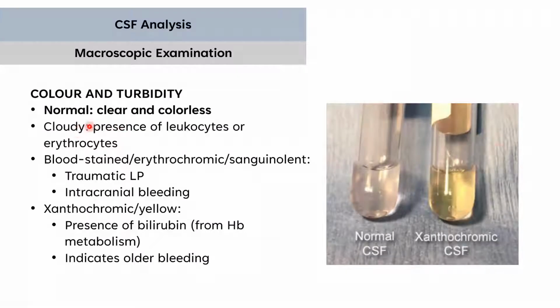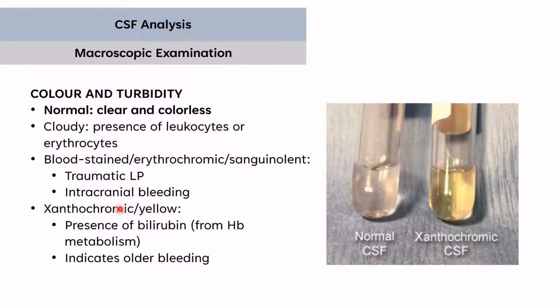But if it's cloudy, then we can perhaps suspect that there are leukocytes or erythrocytes, so a lot of cells inside the fluid. And if it's blood stained, so if it looks like it has blood in it, another term for that is erythrochromic or sanguinolent, then there's several reasons that could happen here. Could be that the patient had a traumatic lumbar puncture, so maybe we punctured an artery when we inserted our needle, or it could be due to an intracranial bleeding inside a patient's central nervous system.